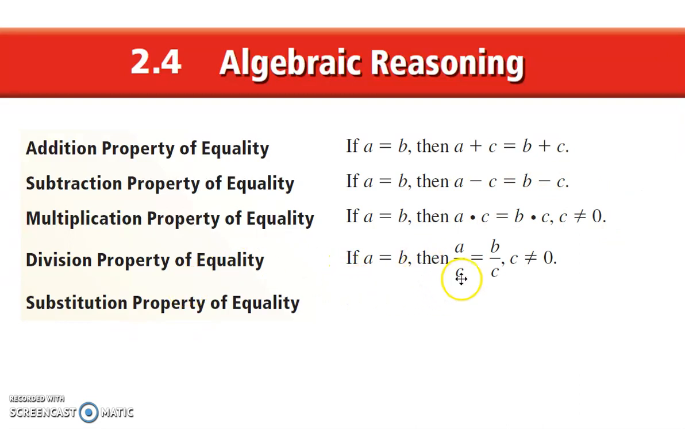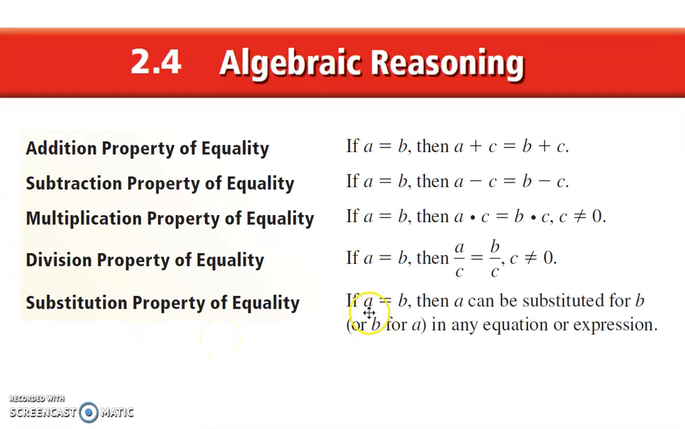Division property, same thing, you can divide on each side by the same number as long as you're not dividing by 0 and the equation is still true. And the substitution property of equality says that if A equals B, then I can substitute A in for B wherever B is used. So if A equals 3, then if I have 2A, I can substitute 3 in for A because I know that A is the same as that.